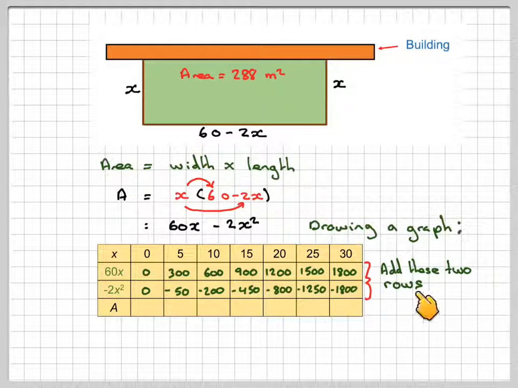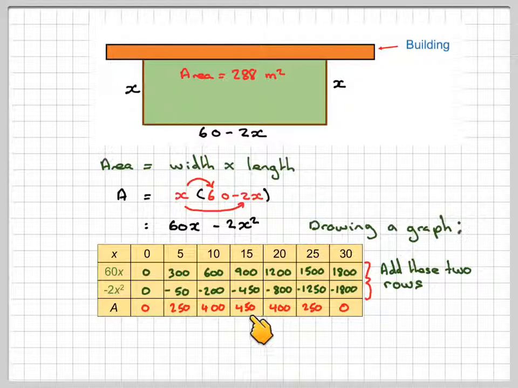I'm just going to correct myself there, 2 rows together. So 0 plus 0 gives me 0, 300 minus 50 gives me 250, 600 minus 200 gives me 400, 900 minus 450 gives me 450, 1200 minus 800 gives me 400, and 1500 minus 1250 gives me 250. 1800 minus 1800 gives me 0.